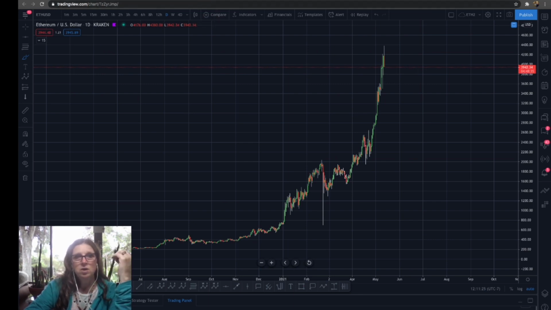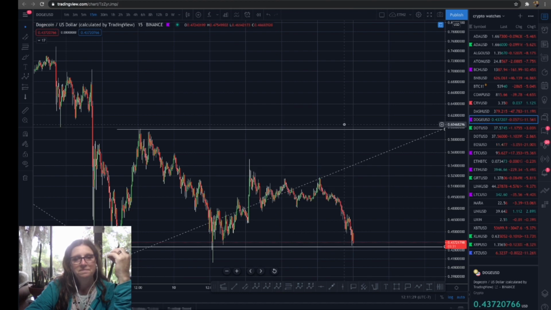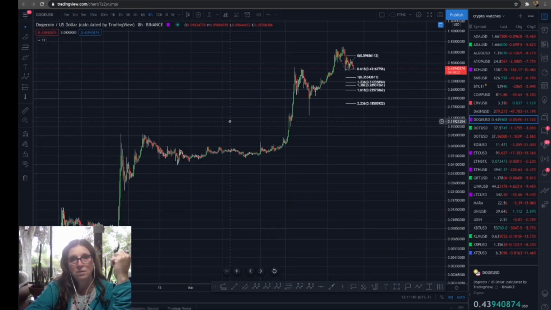So let's take a look at Doge real quick for all you Doge fans out there. I think that every family member I have has called and asked, should I buy into Doge? Should I buy into Doge?